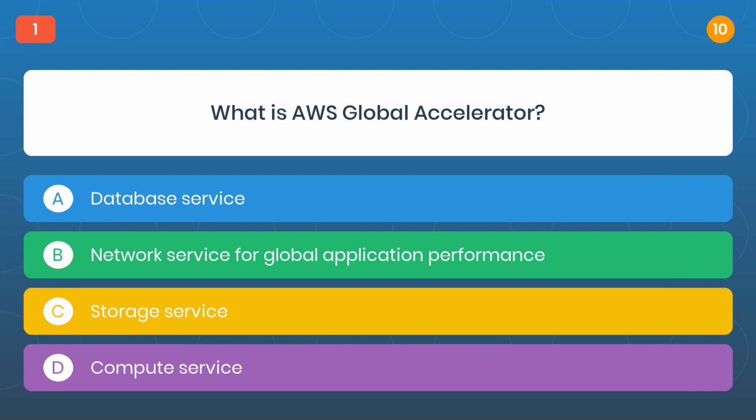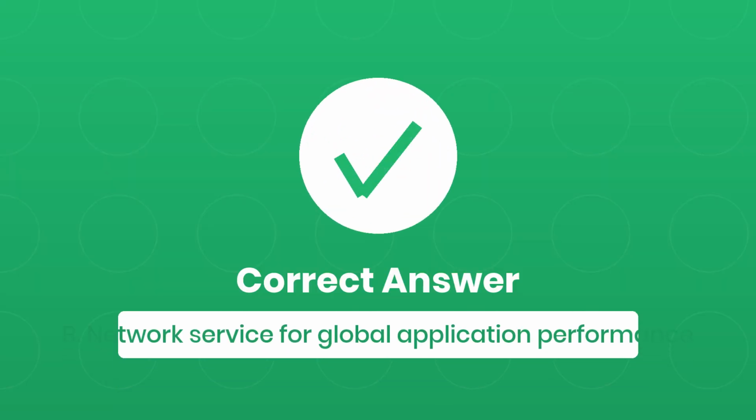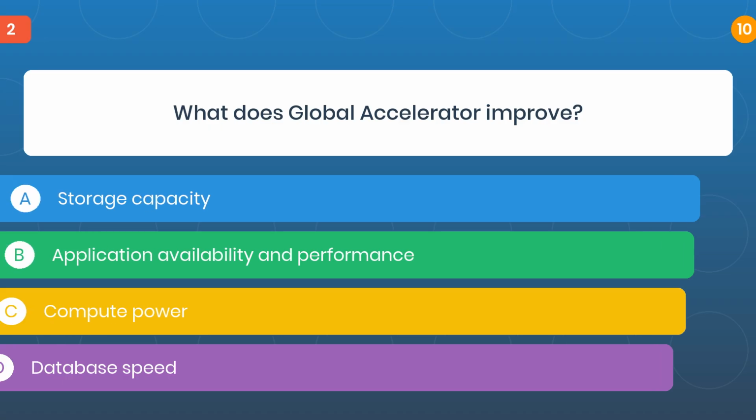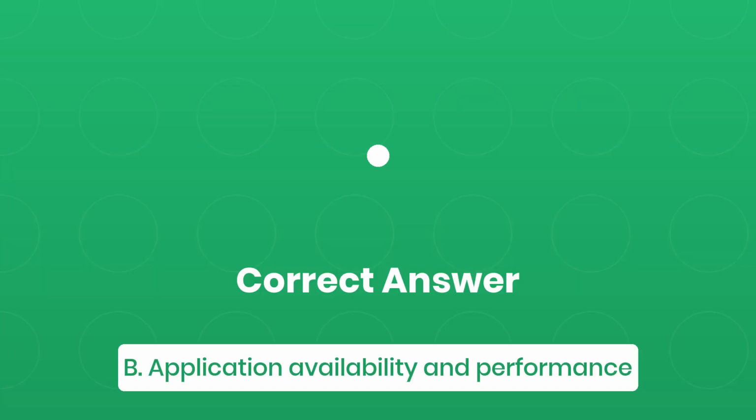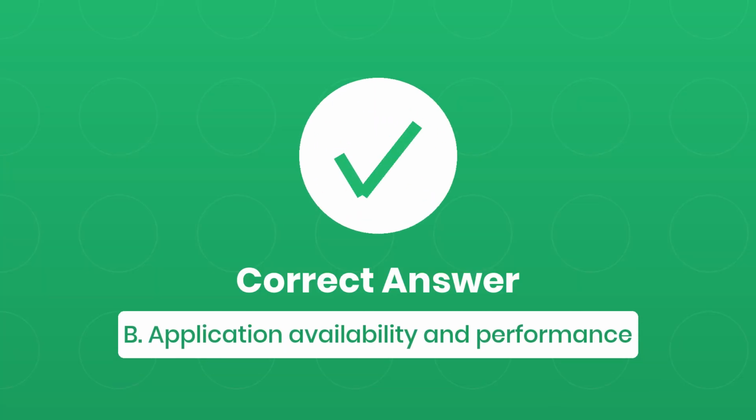Question 1. What is AWS Global Accelerator? The correct answer is B, Network Service for Global Application Performance. Question 2. What does Global Accelerator improve? The correct answer is B, Application Availability and Performance.